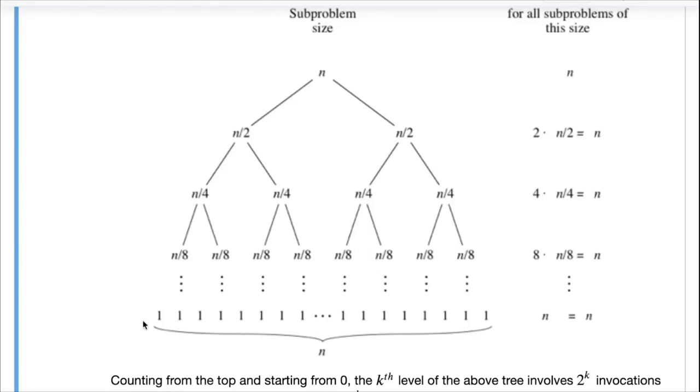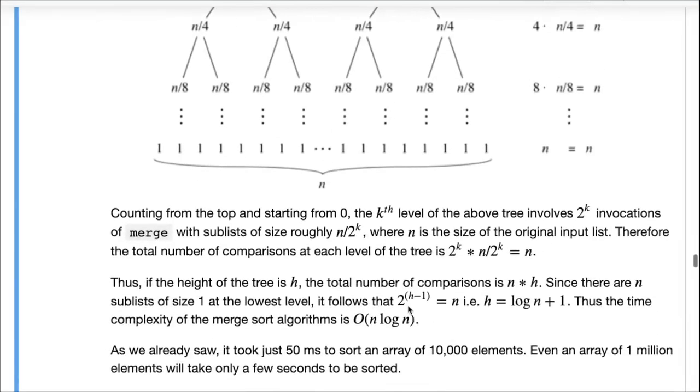So if you keep going down, this is level h minus 1. So level h minus 1 should have 2 to the h minus 1 subproblems. But remember, at the last level, we simply have subproblems or merge calls with single elements. So that means we have a total of n elements here, or n leaf nodes here. So it follows that 2 to the power of h minus 1 is n. Okay. So I'll let you think about that and reason with that.